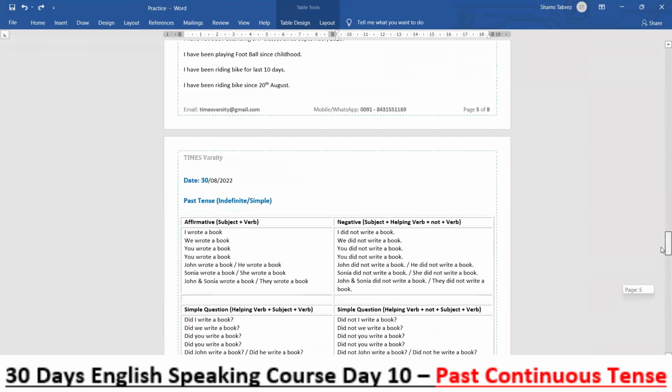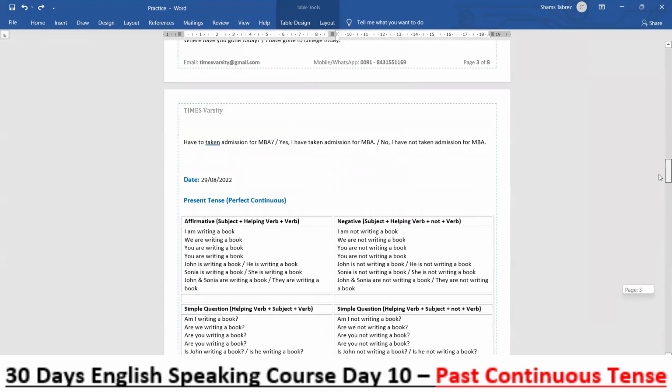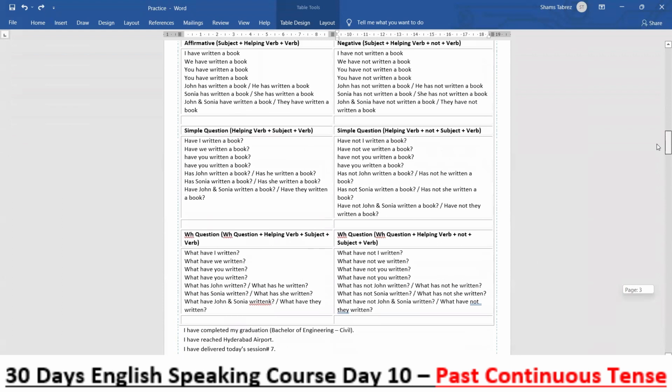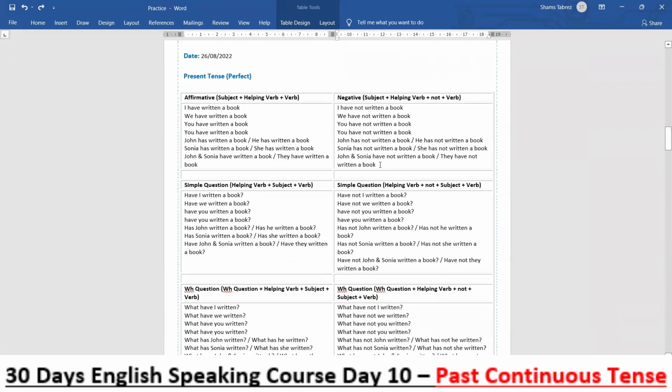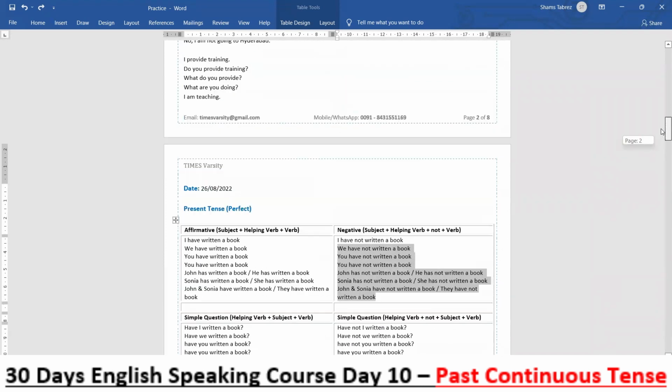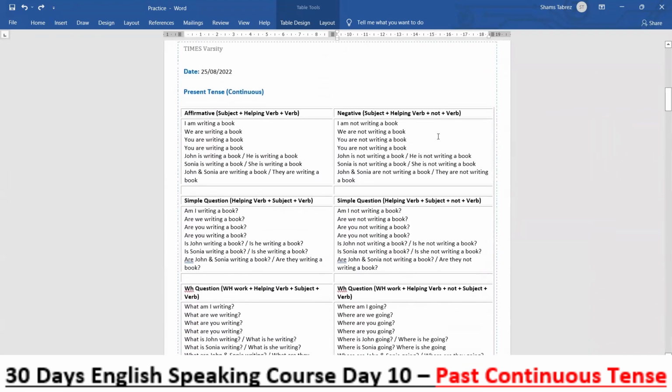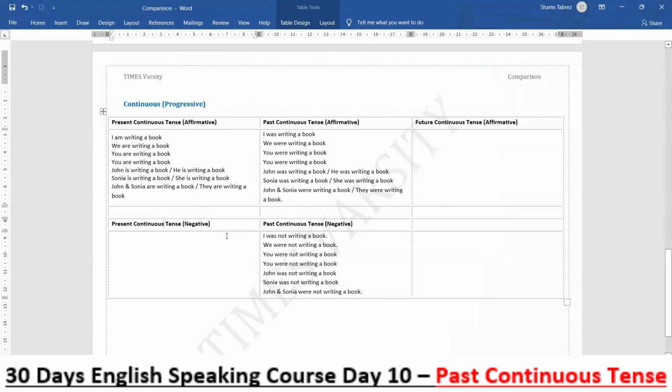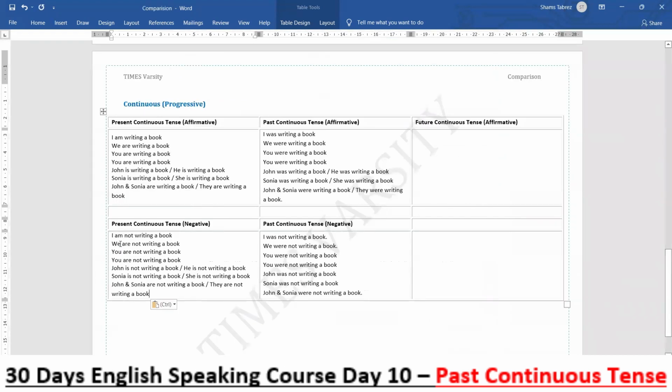Now do some comparison of continuous. Here we have present continuous negative. Sorry, this is the perfect one. Continuous is here. This is negative. Yes, copy this one. Same thing. You can see only "not" is added after the helping verb. There is no other change, but only "not" is added to make a present continuous negative sentence.